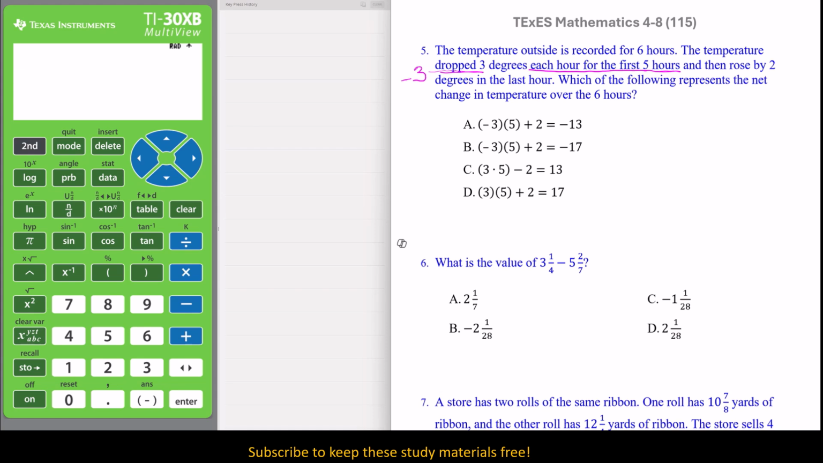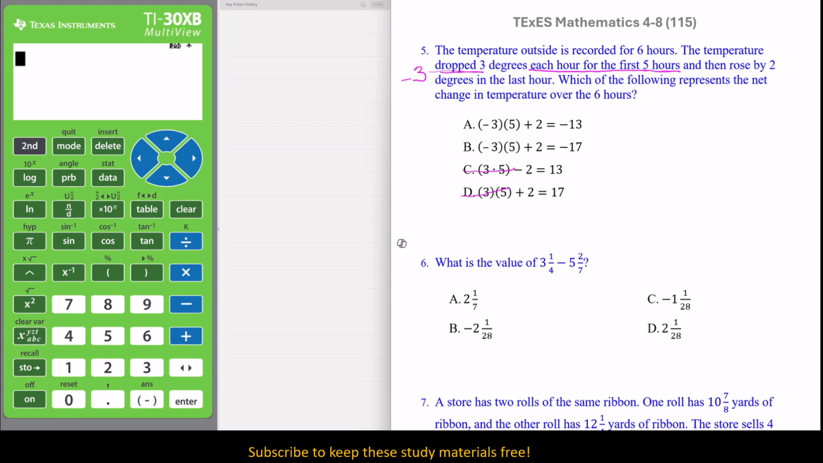Well, let's look at C and D. C and D do not represent a -3. That's not a drop, that's an increase. So they are not options. They're out, and that leaves us A and B.